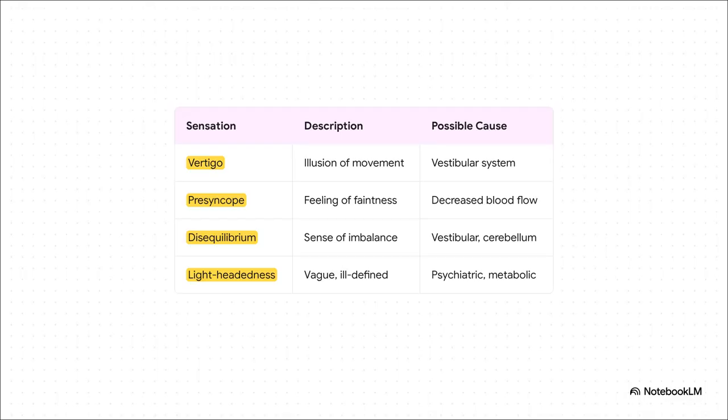Think of this table as your first big diagnostic filter. If they describe that spinning or tilting, you're heading down the vertigo path. But what if they say, "I feel like I'm going to pass out"? Well, that's presyncope. And your brain needs to immediately pivot to thinking about blood flow to the brain. Is it a heart problem? Are they getting orthostatic? On the other hand, if it's more of a feeling of being off balance, especially when they're up and walking, that's disequilibrium. Now you're thinking about issues with proprioception or maybe the cerebellum. And that last one, lightheadedness, that's often the most vague and can point you toward things like anxiety or a metabolic issue. You can see how getting this right up front saves a ton of work.